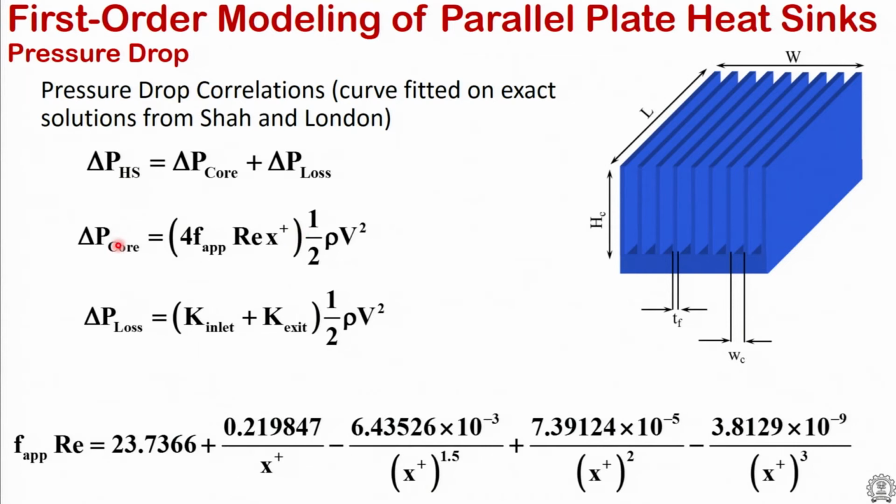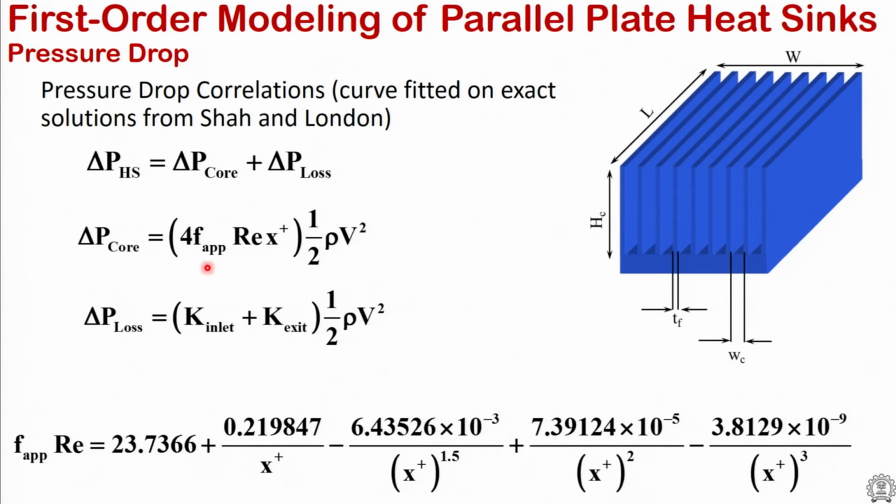For the expansion and contraction, the core pressure drop, the flow between fins can be described by using this apparent friction factor for developing flow, with Reynolds number based on the, this is the inverse of the Graetz number, and half rho v squared.